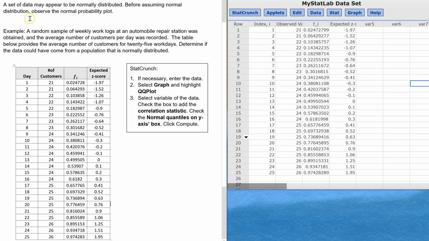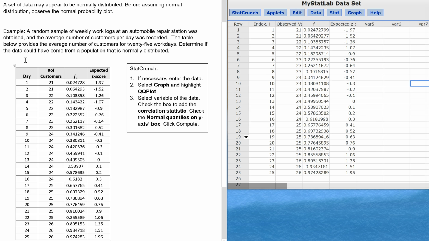The example I have is a random sample of weekly work logs at an automobile repair station was obtained, and the average number of customers per day was recorded. The table below provides the average number of customers for 25 workdays. Determine if the data could have come from a population that is normally distributed.